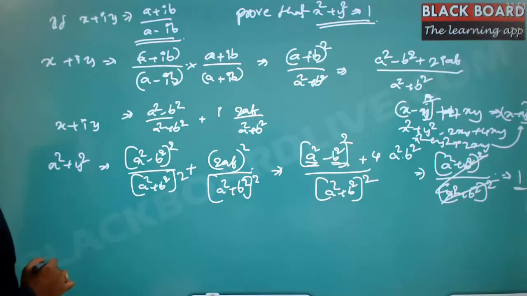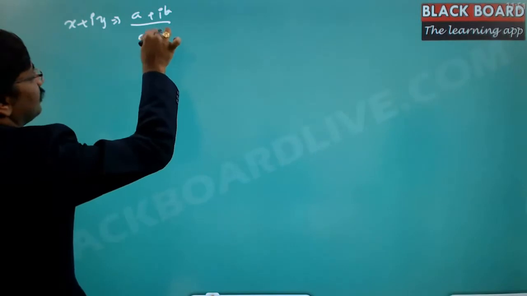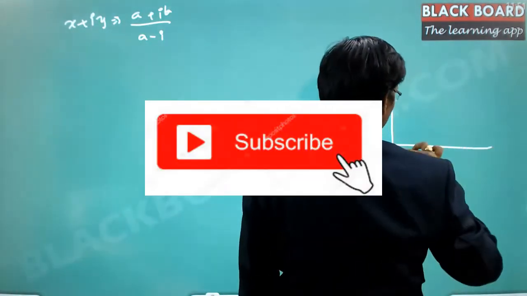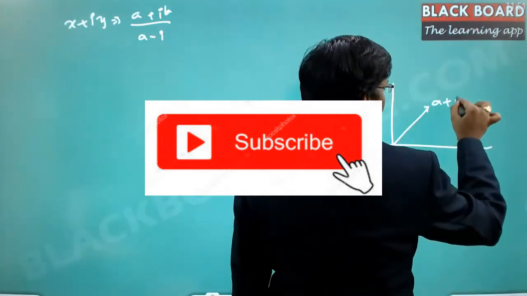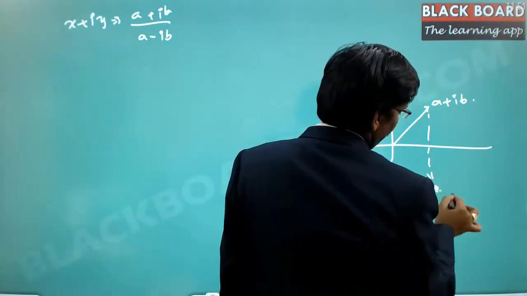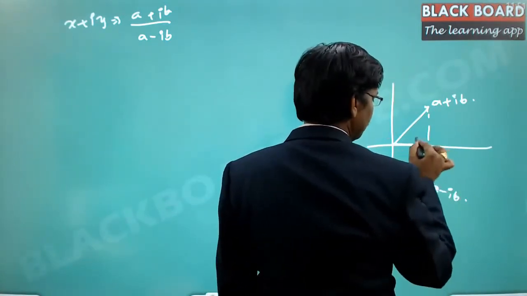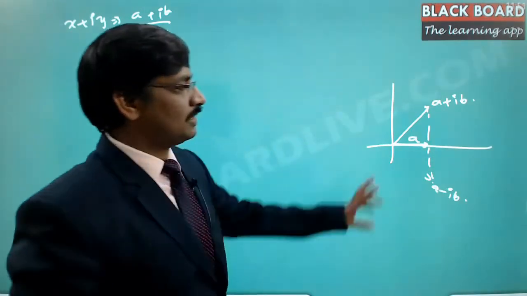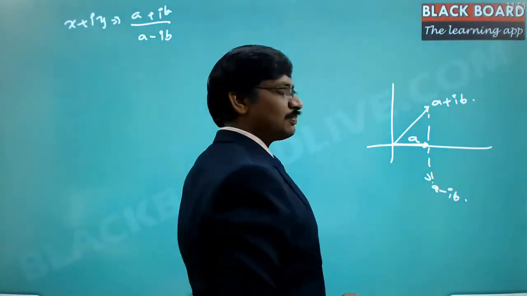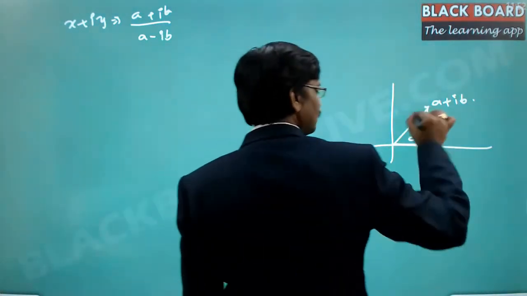That is x plus iy is equal to (a plus ib) by (a minus ib). Whenever you want to express a number in the polar form, see the location of this: a plus ib, and then exactly the conjugate of it, a minus ib, because the real part is still the same a, but the imaginary part is plus ib in the top and minus ib in the bottom. Now, if you want to express it in the polar form, this length is nothing but r.